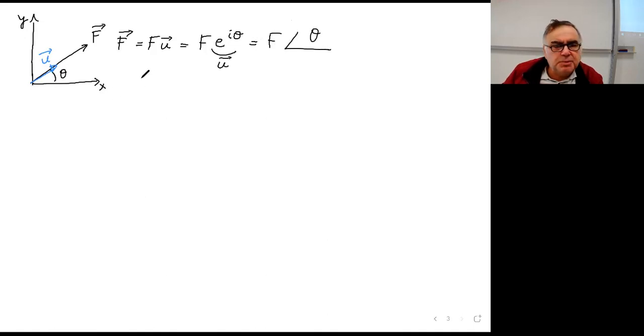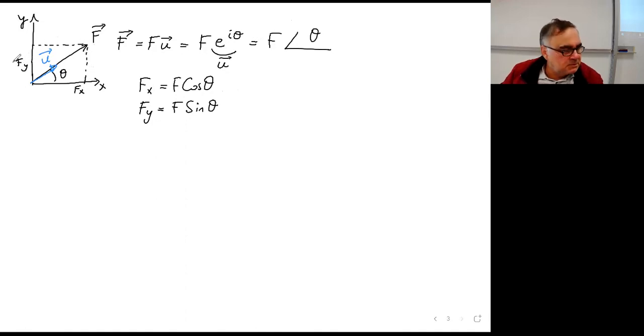As you know, the x component of the force is F cosine theta, and the y component of the force is F sine theta. That is, this is the Fx. So forces can be decomposed into their components, and the forces have certain, the so-called moments.